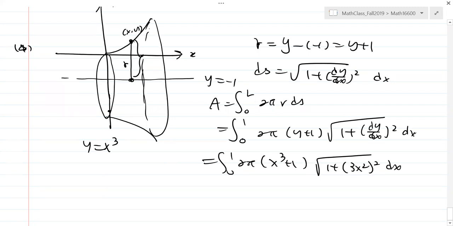So please go over those problems when you get home. You should really understand how to set these up. And draw the picture.